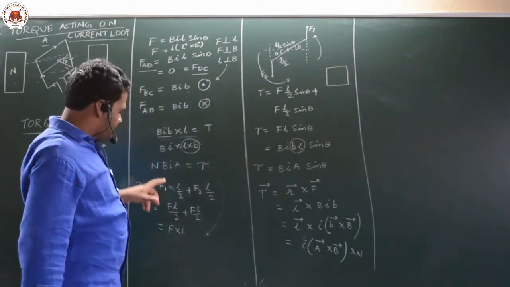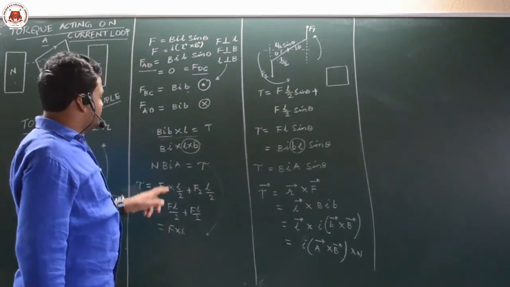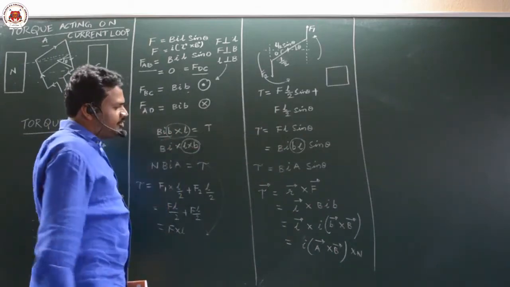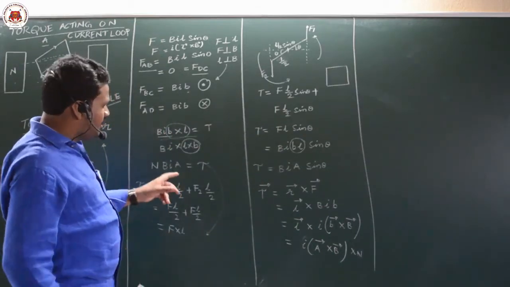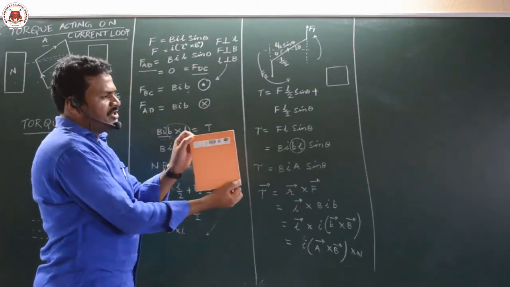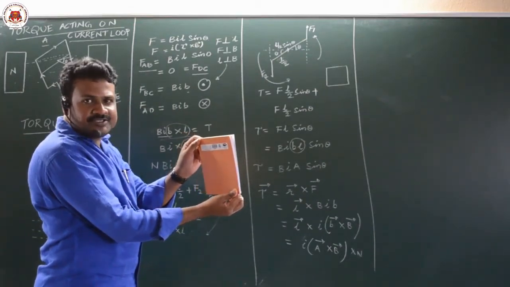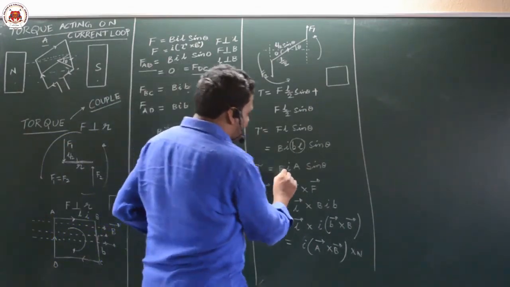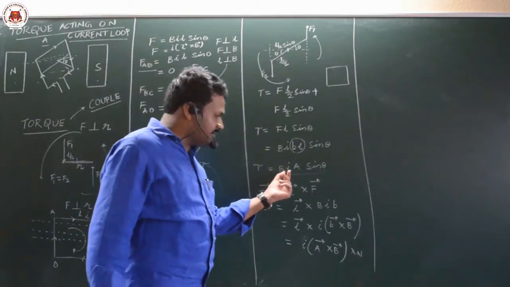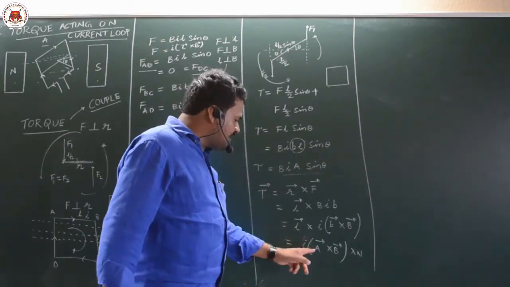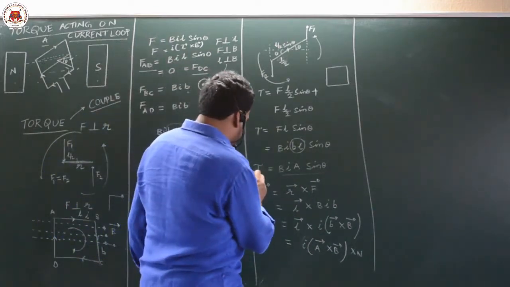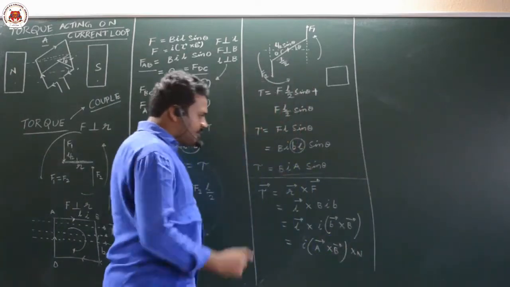And the formula is F into L, that is BIB into L. This L into B is the area of the coil. And if this coil is present not on the board, but like this, then the answer will be BIA sin theta. Now by seeing this, you can understand what theta is. Theta is the angle between A bar and B bar.